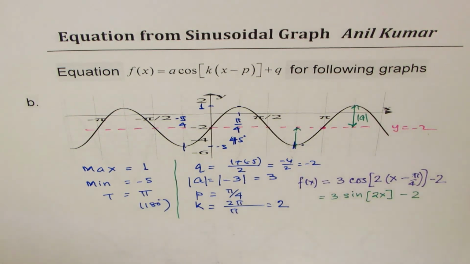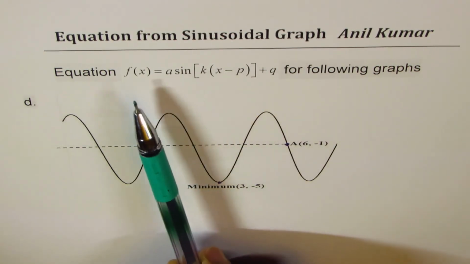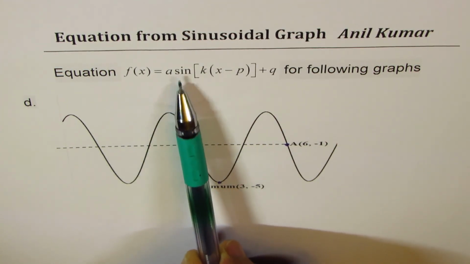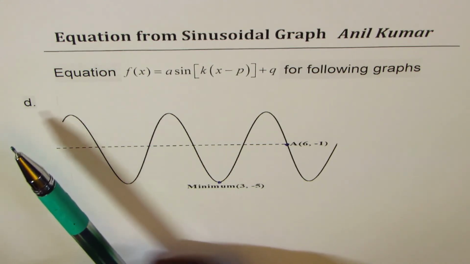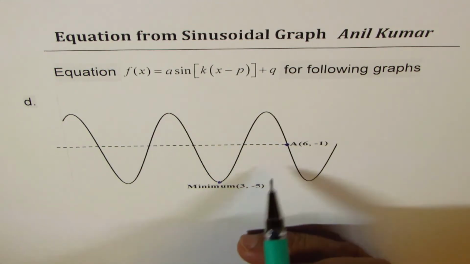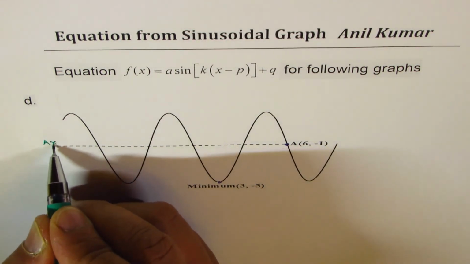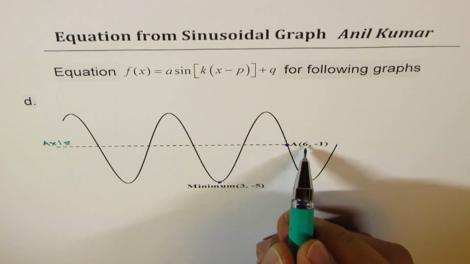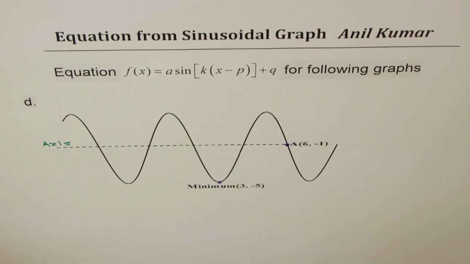Okay, so here is the last one for us, where I've changed a bit. I'm using the sine function this time, not cosine. We've taken cosine in most of the cases. Now here's a wave. We are given 2 points. One is A on the axis. So this is the axis. A is (6, minus 1). And the minimum is at (3, minus 5).